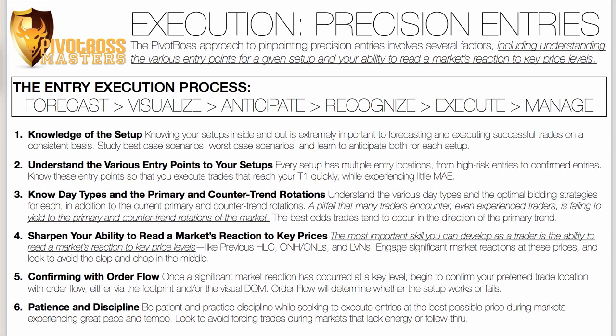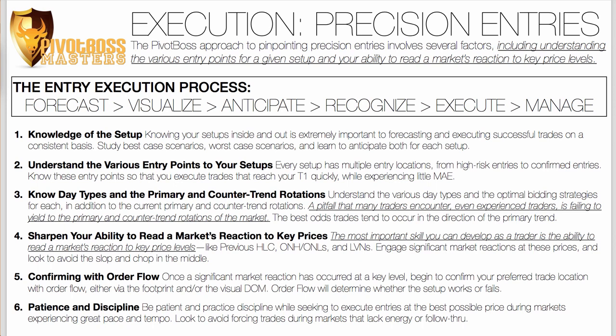Number three is know day types, and the primary and counter trend rotations. Understand the various day types and the optimal bidding strategies for each, in addition to the current primary and counter trend rotations. A pitfall that many traders encounter, even experienced traders, is failing to yield to the primary and counter trend rotations of the market. The best odds trades tend to occur in the direction of the primary trend.